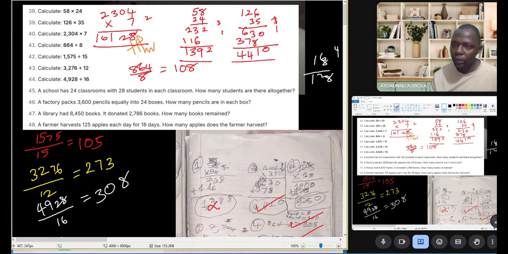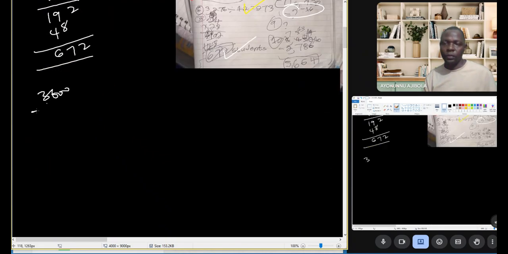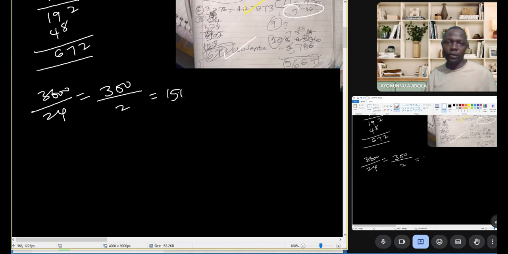Then the next one says a factory packs 3,600 pencils equally into 24 boxes. How many pencils are in each box? So that is 3,600 divided by 24. You can divide it by 12. 12 in 36, that's 3, and 12 in 24, that's 2. So this is going to be 150.